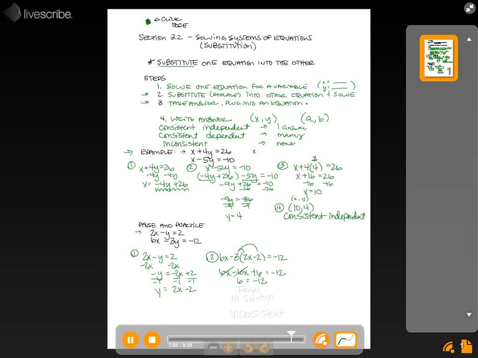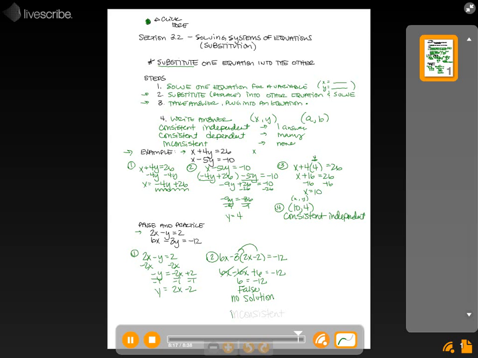Now, is that a true or a false statement? Well, that's a false statement, and we've talked about this before. It's a false statement, which means there is no solution to the problem. And if we think up to our classifications, consistent independent meant there was one answer, one solution. Consistent dependent, many solutions. Inconsistent meant there were no solutions. There was no answer to the problem.